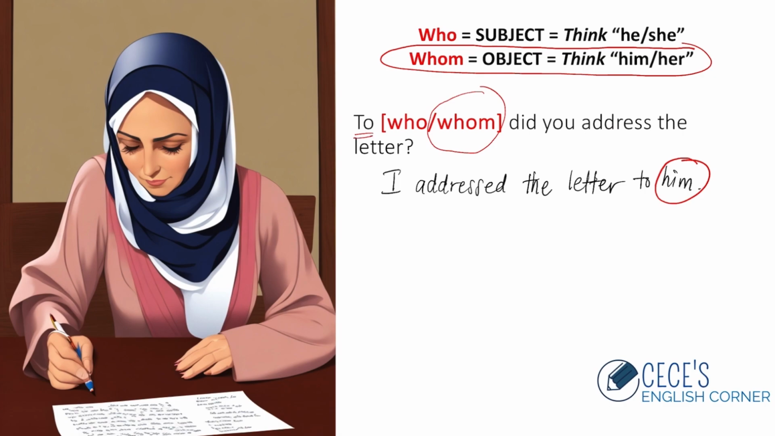Another way to think of this example is that in this part of the sentence, did you address the letter, you is the subject, address is the verb, and this part, the to whom, is actually the object. This is the person that's receiving the action of the addressing. That's another way to think about why whom makes sense in this example over who.